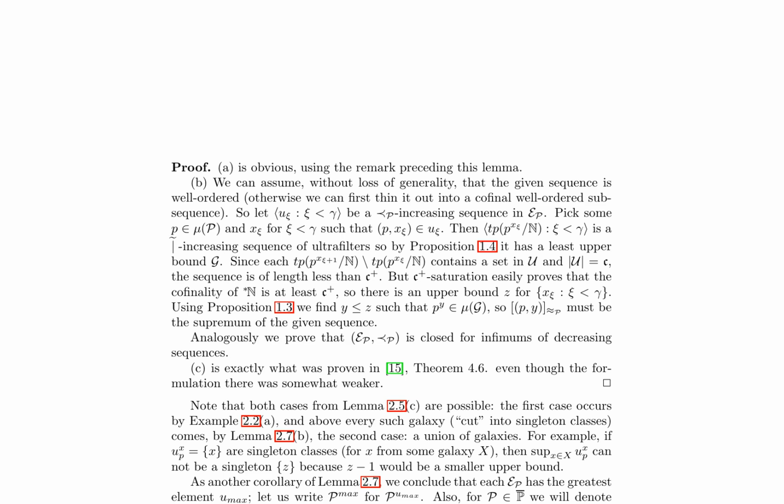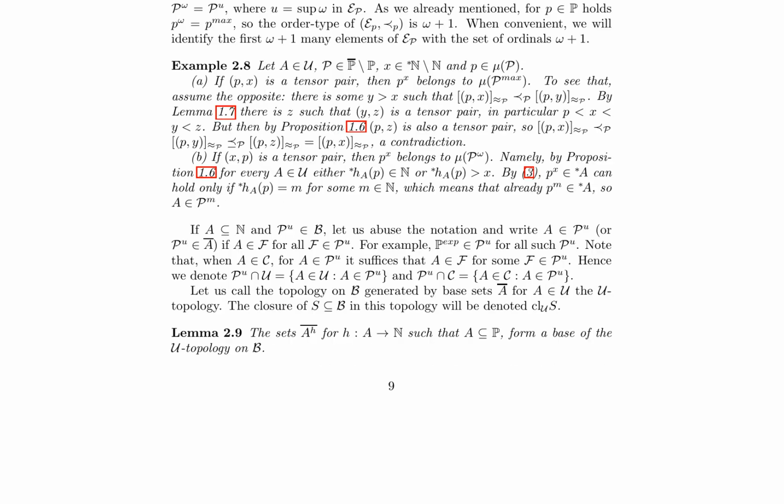It is also shown that each EP has the greatest element Umax, denoted as Pmax, and for P element of P, P omega equals PU, where U equals sup omega in EP. Example 2.8 provides two results. Firstly, if (P, x) is a tensor pair, then (P, x) belongs to micro Pmax. Secondly, if (x, P) is a tensor pair, then (P, x) belongs to micro P omega. These results are proven using Proposition 1.6 and the properties of tensor pairs.